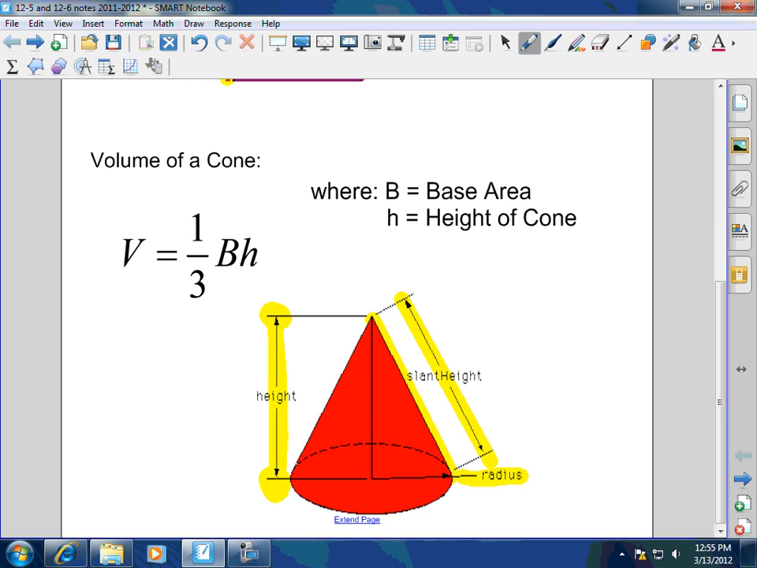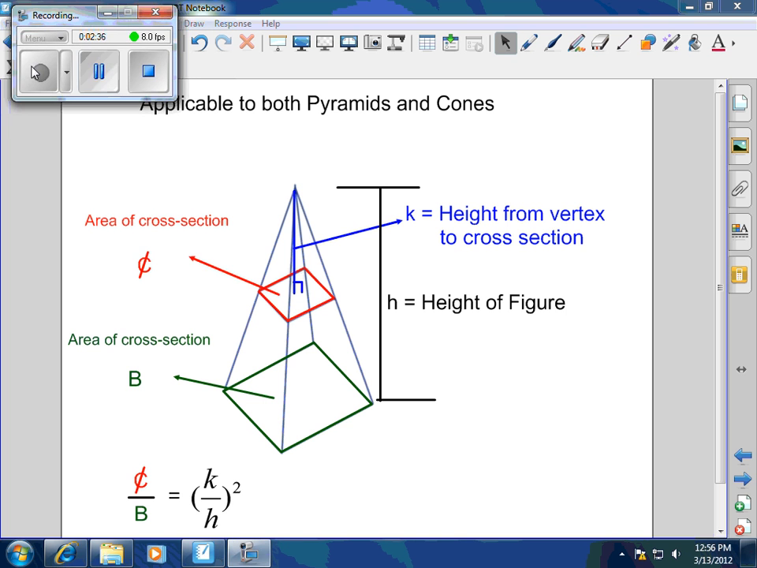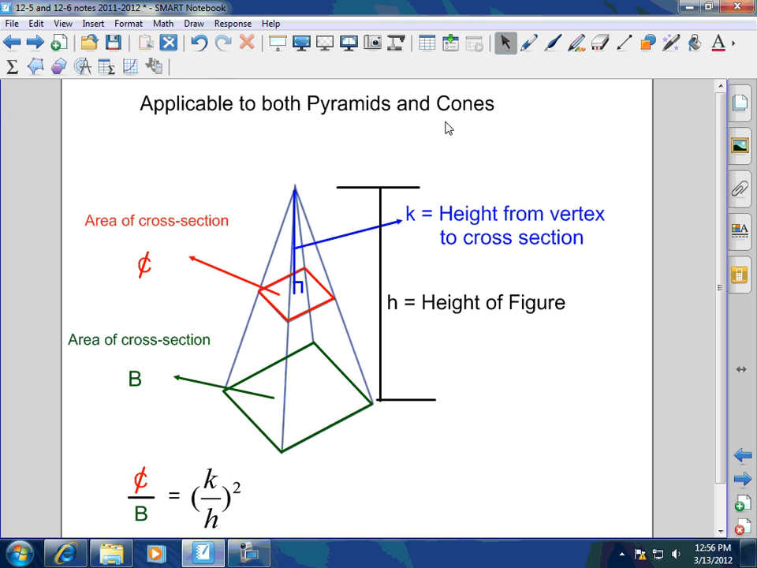Now, we got to complicate it a little bit as always. Remember that we were talking about the frustum? Well, we're going to talk about that a lot more clearly here. What we're going to learn now is applicable to both cones and pyramids. And it's basically a cross section. What's happening here is you have a smaller pyramid embedded inside of a larger pyramid.